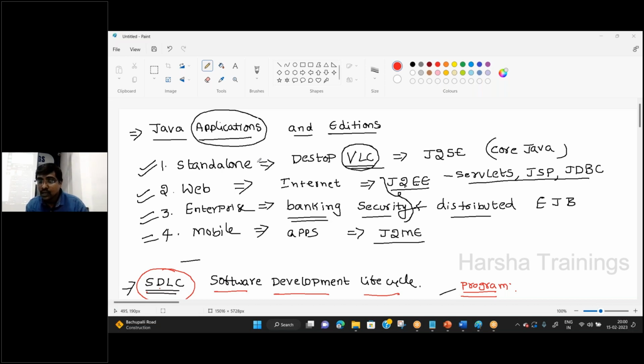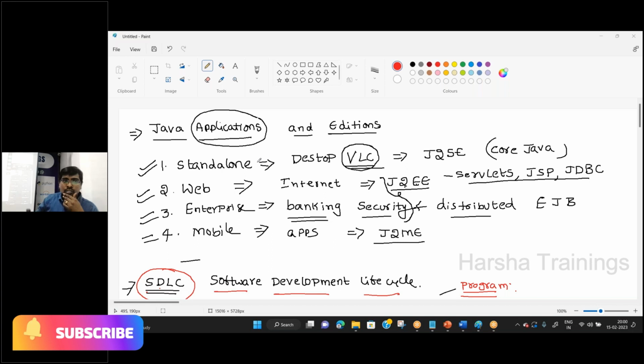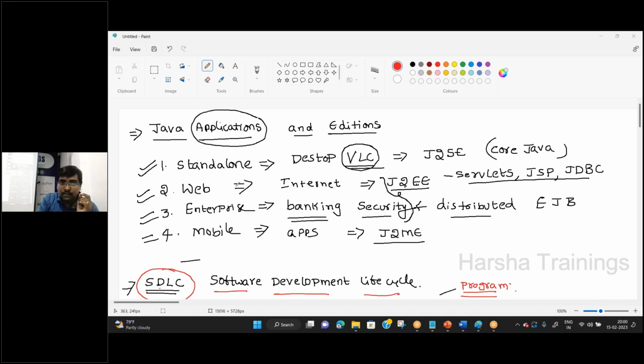Sir, can you please tell me the difference between these four types of applications: standalone, web, enterprise and mobile? Okay. So the session is completed. If you have any doubts, you can stay on the session or else you can leave the session.